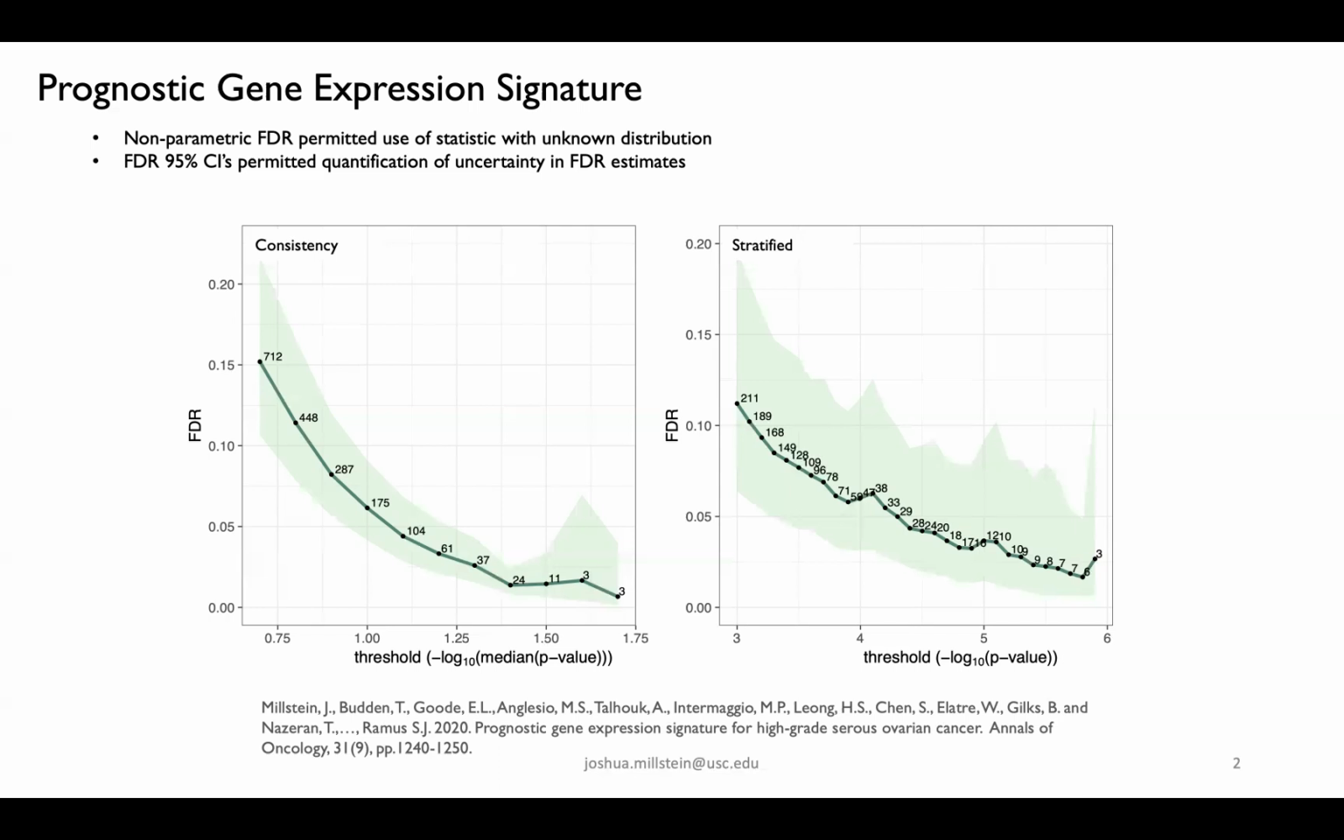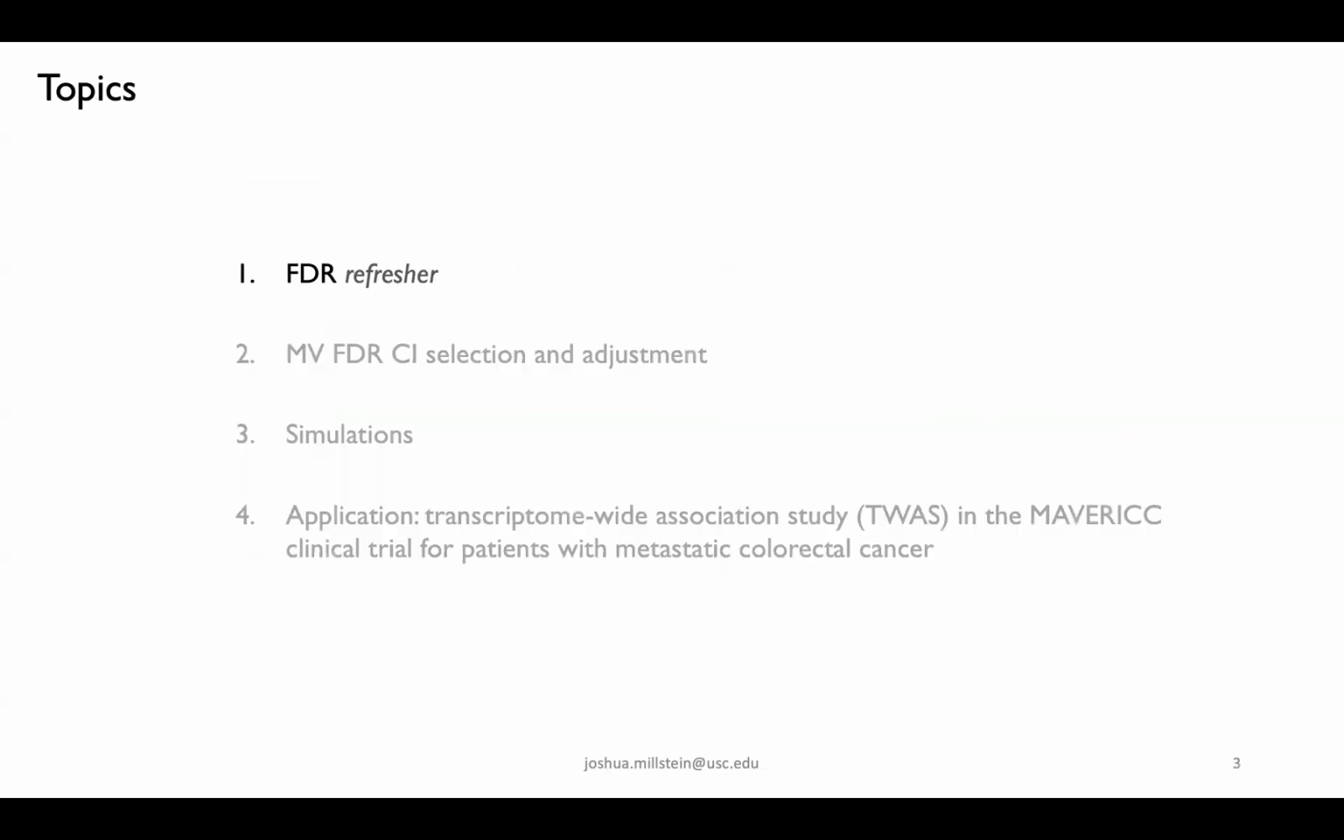So this demonstrates that we can put together some statistic, not know the distribution, and still move forward and compute FDR using a permutation-based approach. And here we only used 100 permutations, so it's not like we need thousands and thousands of permutations to come up with these estimates.